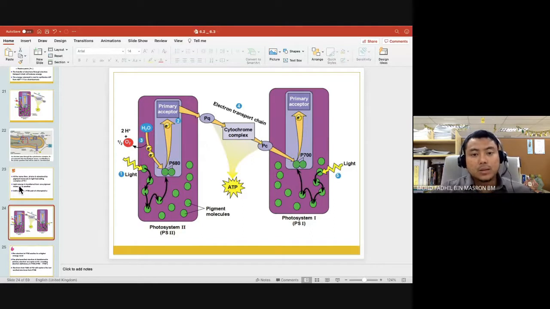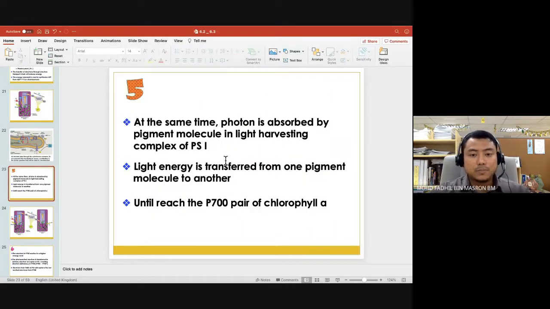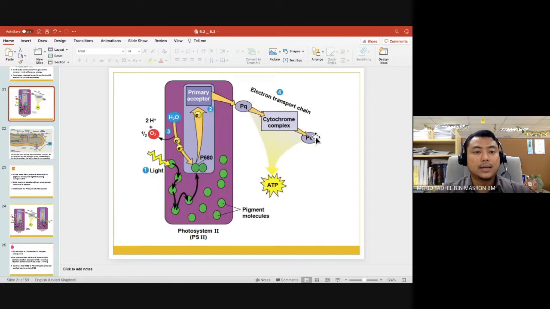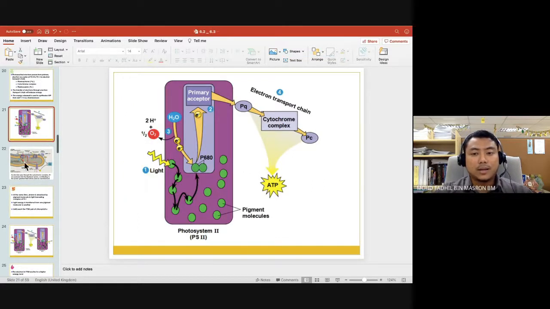Okay, so light energy is transferred from one pigment molecule to another until it reach the P700 pair of chlorophyll A. So tapi kita tahu dekat dalam P700 ni juga ada elektron. Lagipun tak ada plus kat sini. Dari mana dia dapat elektron ni? Jangan lupa dia dapat elektron ni daripada sini.